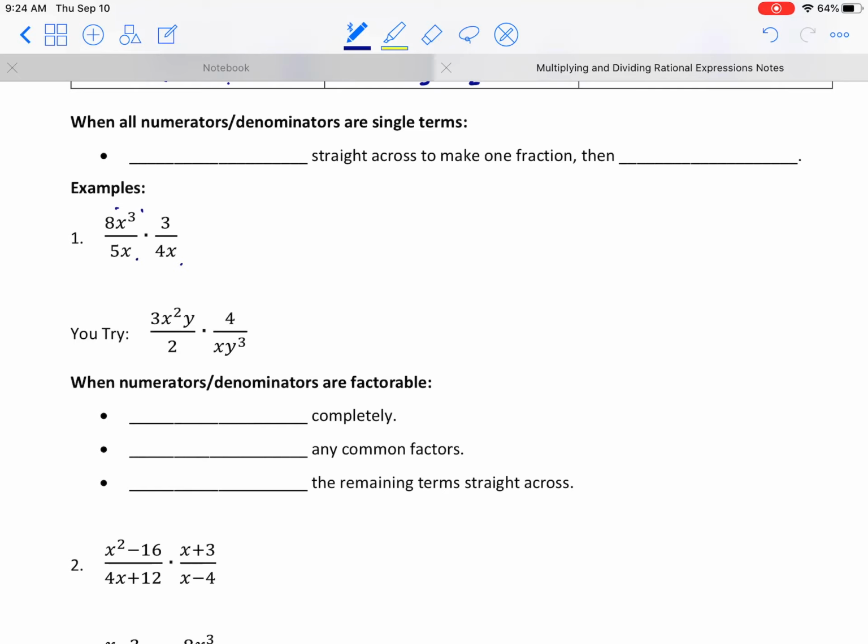Now, what do I mean by problems like these two? What I mean is every numerator and denominator is a single term. One term, one term, one term, one term. In these particular types of problems, my preference is to take option 3, which I showed you above, which is let's just multiply it all, make one fraction, and then reduce the one fraction.